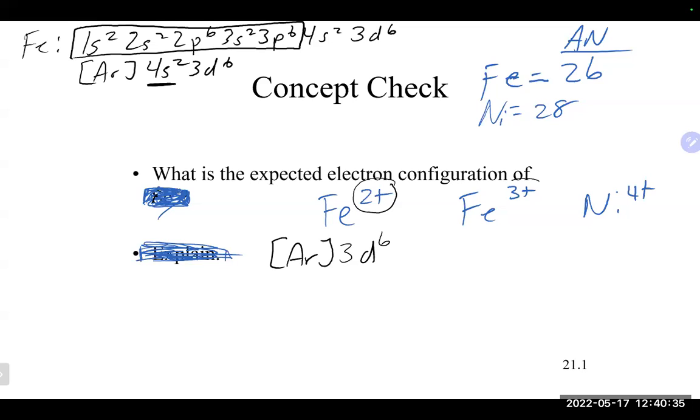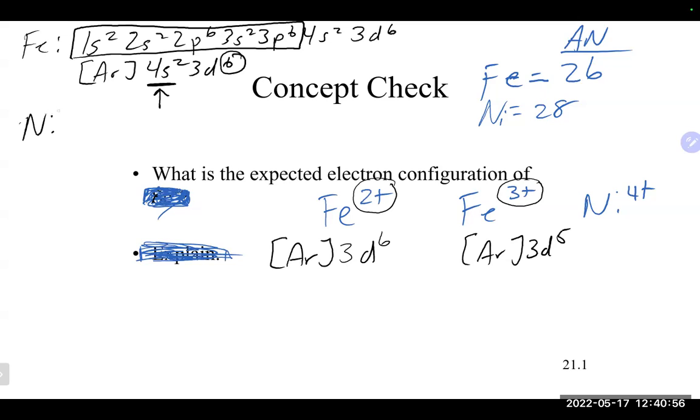Now the +3 means it lost 3 electrons, which once again, it would lose those 2 and then has to take 1 out of the d. And that would give us argon 3d5 in this particular case. Any questions on any of those 2 there?